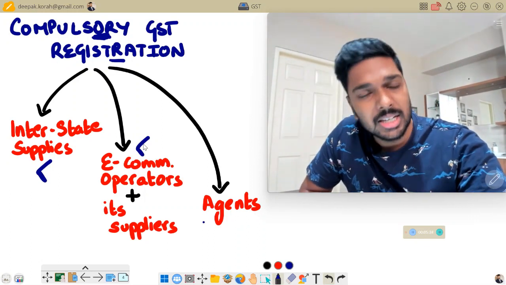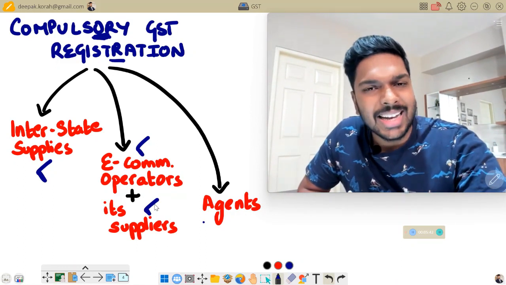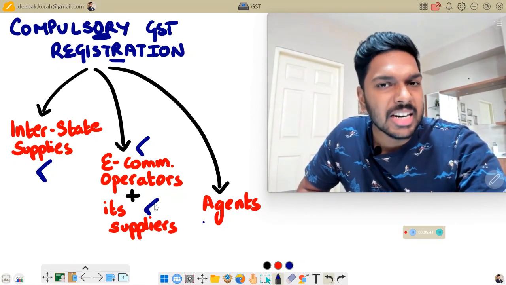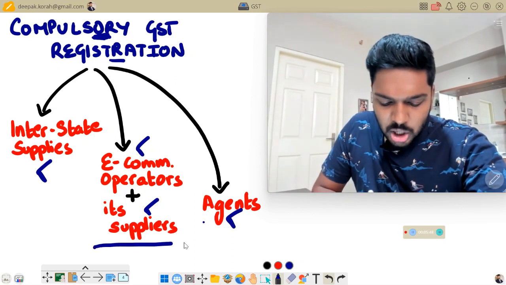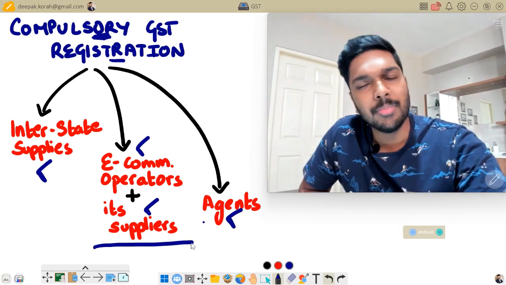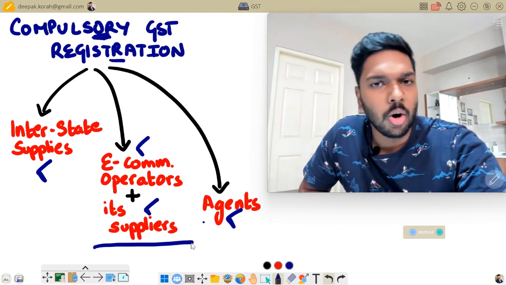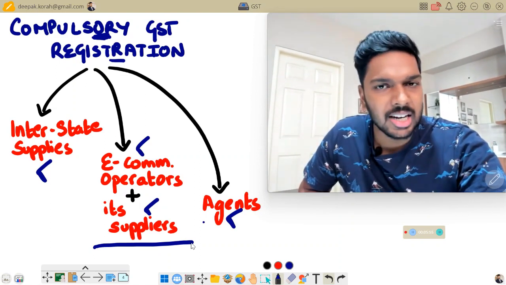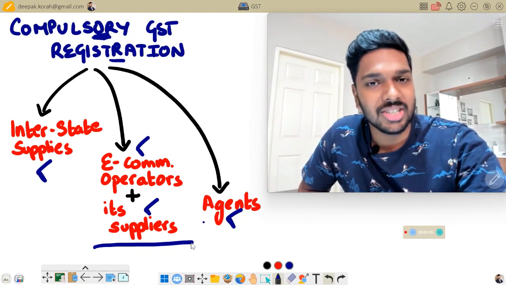If you are a supplier supplying through an e-commerce operator, you need to obtain one. If you are an agent for your principal or you're acting like a middleman for two different people, you need to obtain a GST registration. So these are the common and important situations in which, irrespective of whether you cross the 40 lakh or 20 lakh limit, you need to get a mandatory GST registration number.